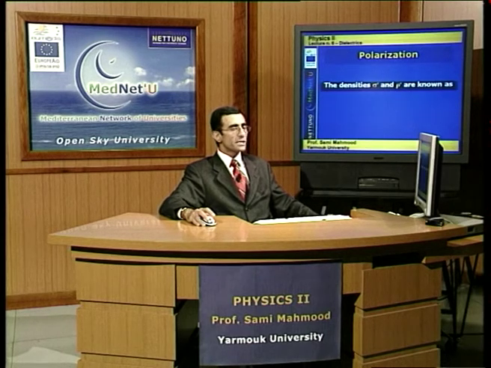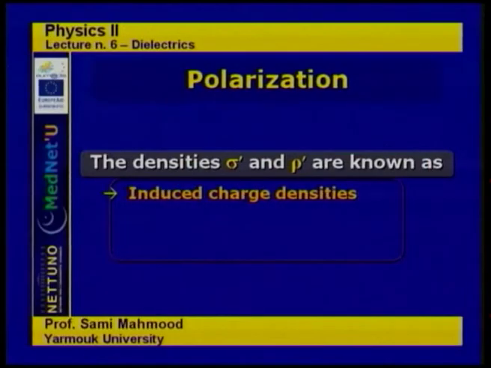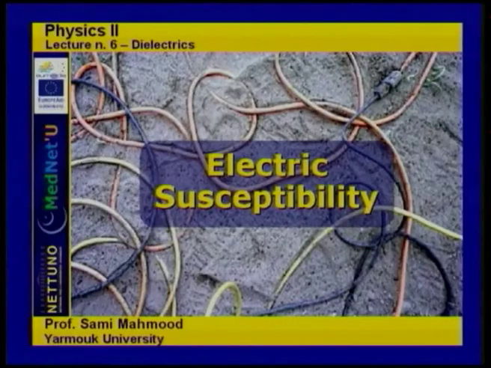The densities sigma prime and rho prime are variously known as the induced charge densities, or sometimes the polarization charge densities, and sometimes they are called the bound charge densities. These are different names. And now we move to speak about the electric susceptibility, another concept that is relevant in this field of dielectric behavior.